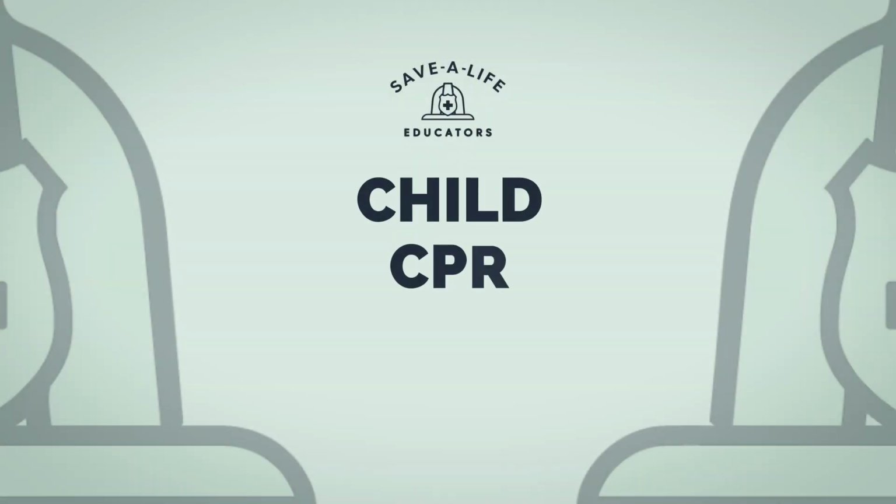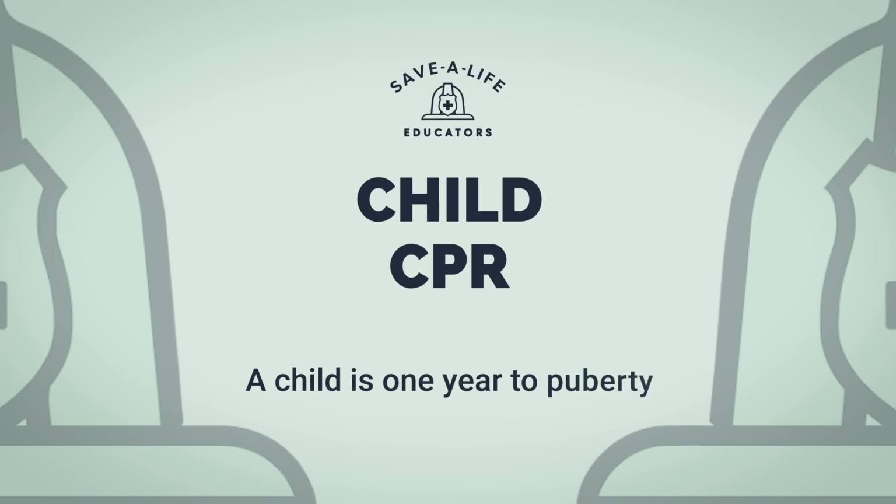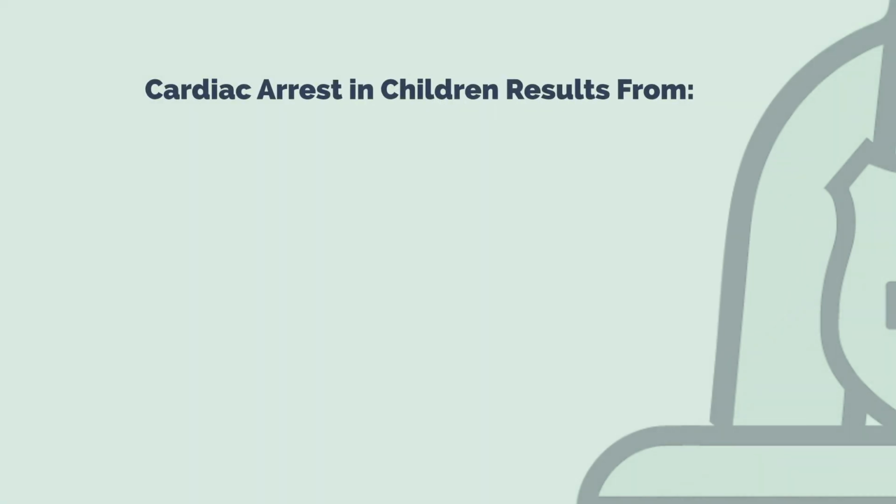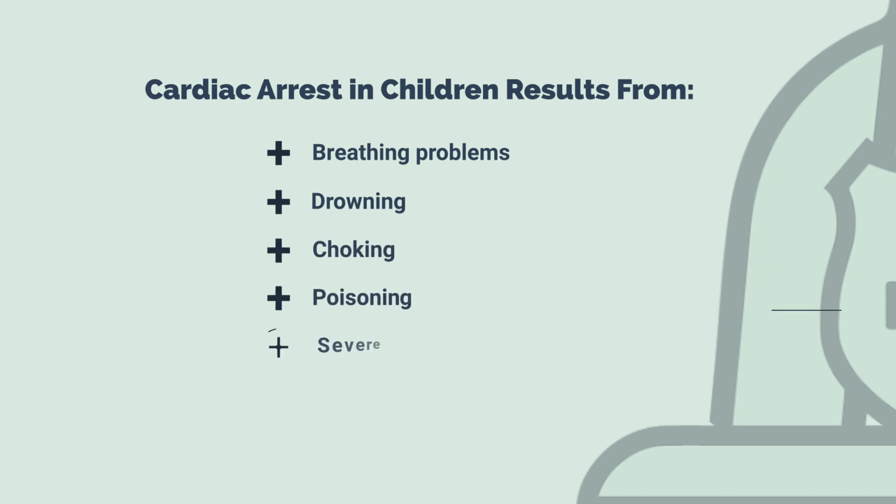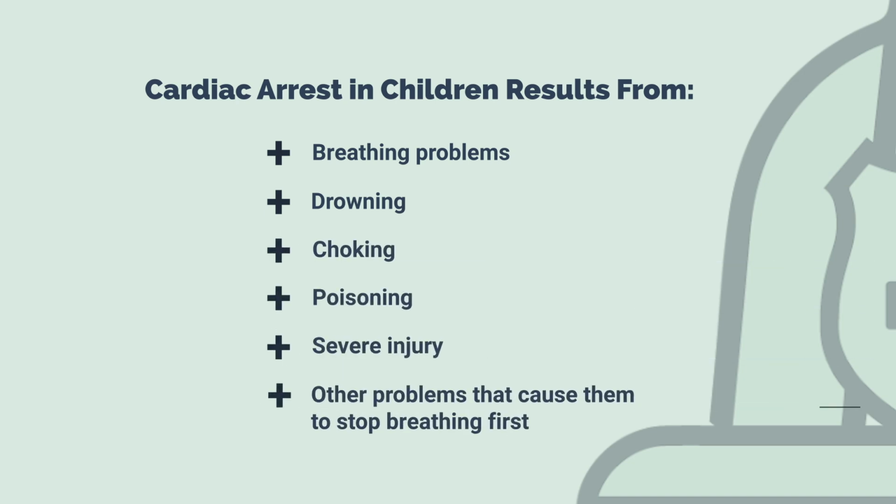Child CPR. For purposes of child CPR, a child is anyone from 1 year of age to puberty. If you are unsure of a child's age, treat them as an adult. Cardiac arrest in children often results from breathing problems, but it can also be caused by drowning, choking, poisoning, severe injury, and other problems that cause them to stop breathing first.